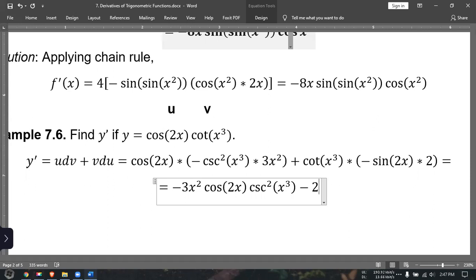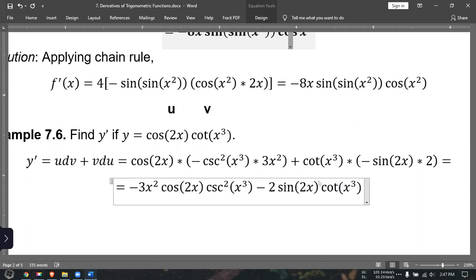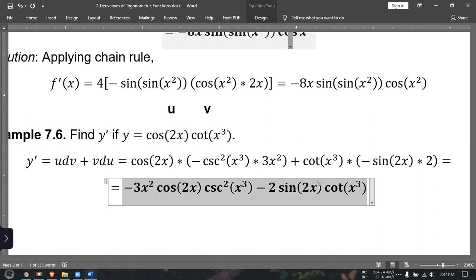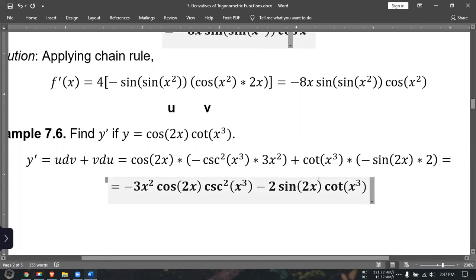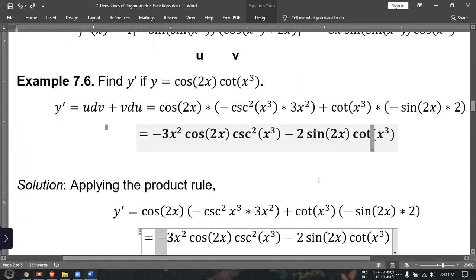We'll be arranging our functions now. Let's start with the three basic functions in order, followed by their inverses, cosecant, secant. So negative 2 sine 2x. And let's see, this is the derivative of cosine 2x cotangent x cubed. Let's verify this: x squared cosine 2x. Yes, which is true.